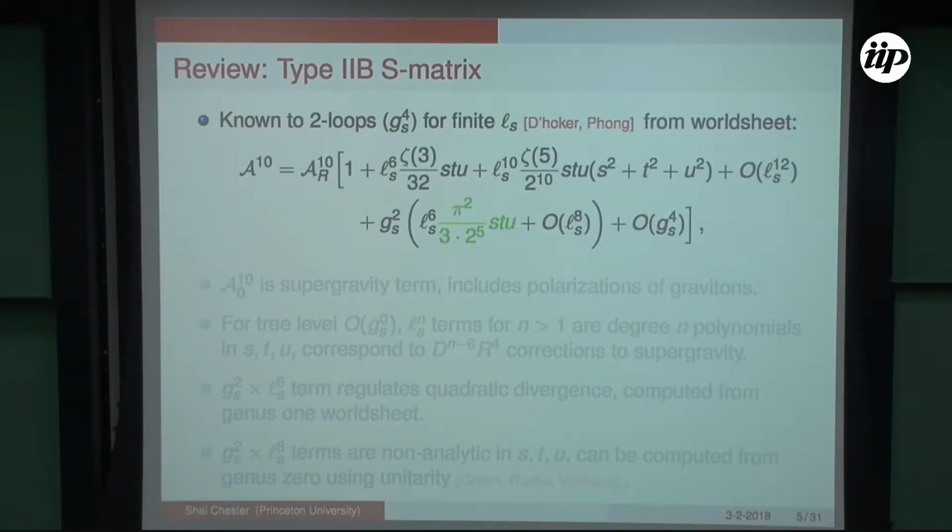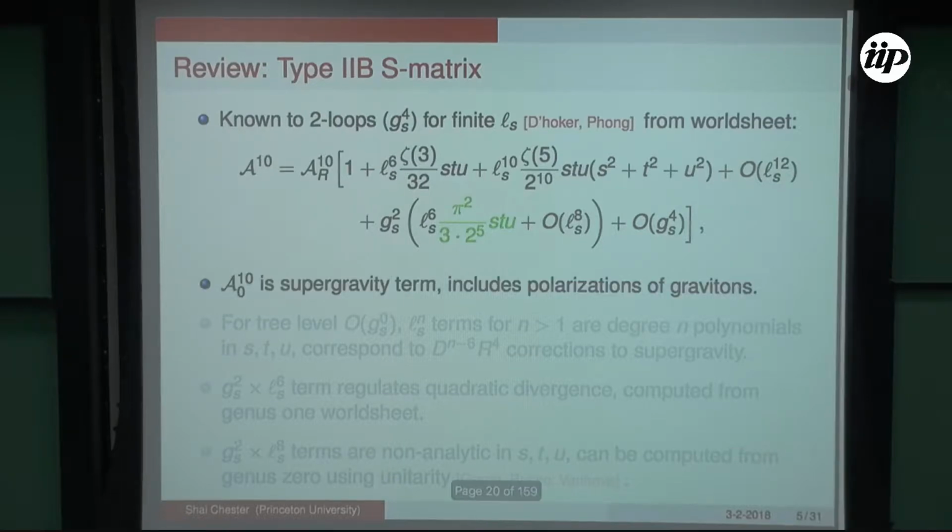This AR term is just the supergravity term. We're just factoring it out. That takes care of all the polarizations, so we don't have to worry about it. And then here we are expanding it in the string length and the string coupling, as described before. S, T, and U are just the usual Mandelstam variables. And I colored this one in green because it's going to be a little important later on.